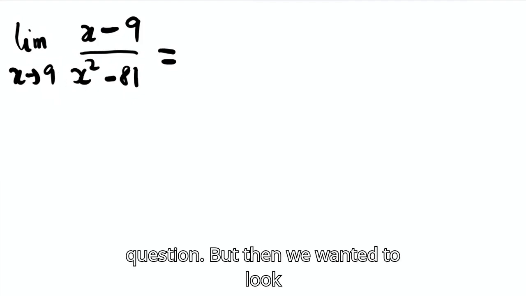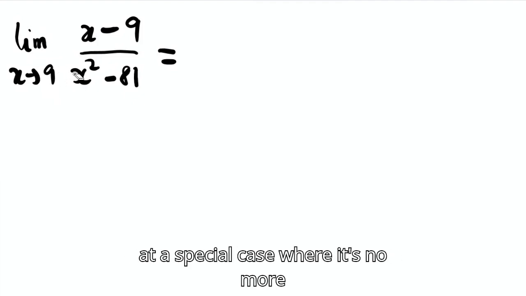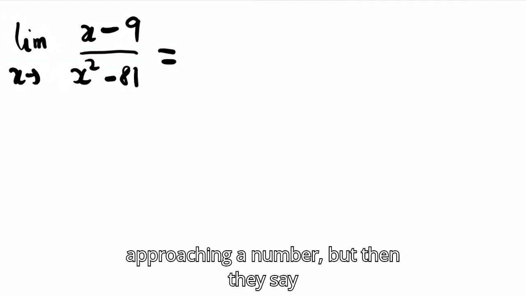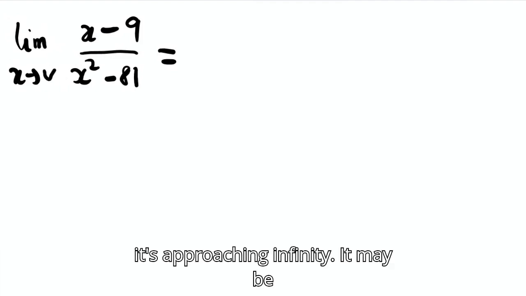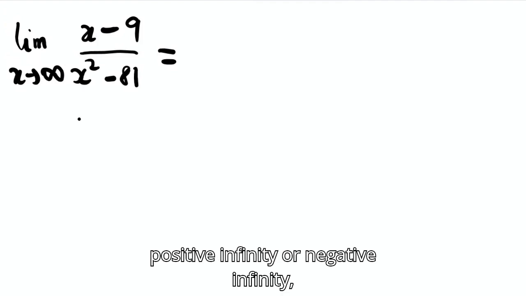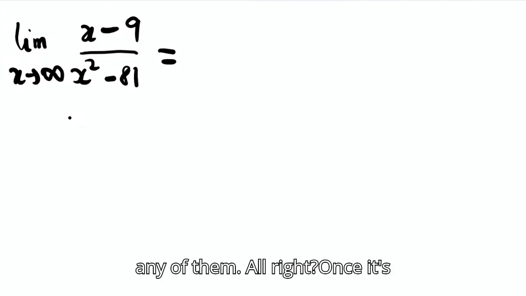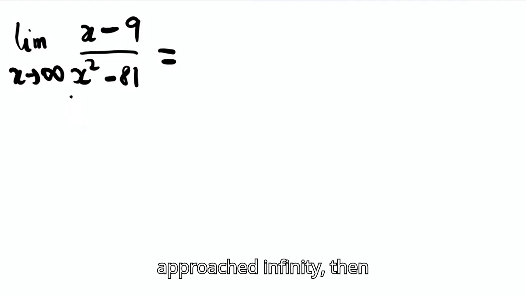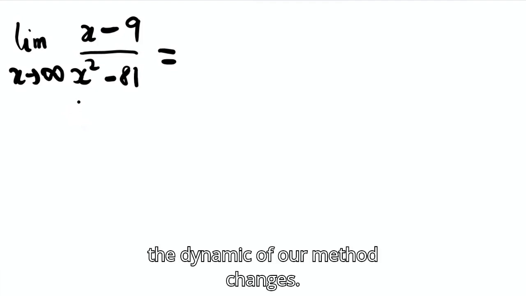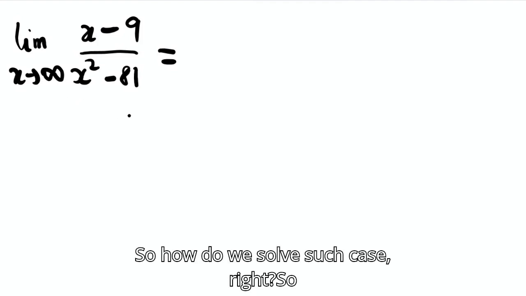But then I wanted to look at a special case where it's no more approaching a number, but they say it is approaching infinity. It may be positive infinity or negative infinity, any of them. All right. Once it approaches infinity, the dynamic of our method changes. So how do we solve such a case, right?